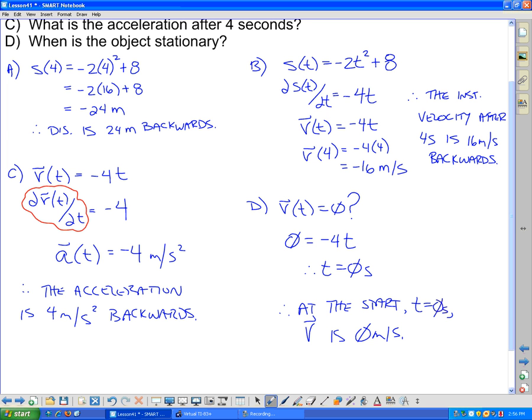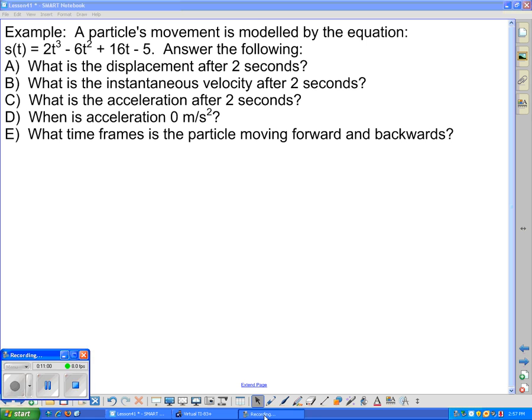There you go. So all you need to remember is the derivative of displacement or position is velocity. The derivative of velocity is acceleration. All right, next example. Actually, I'll finish the next example, the final example, in the next video. That way I'm not so rushed.